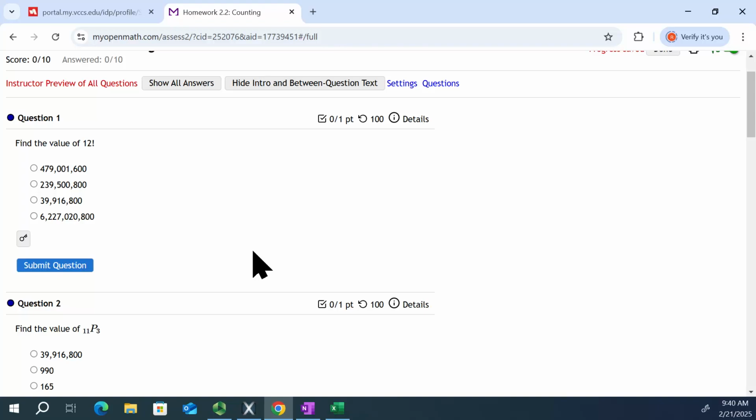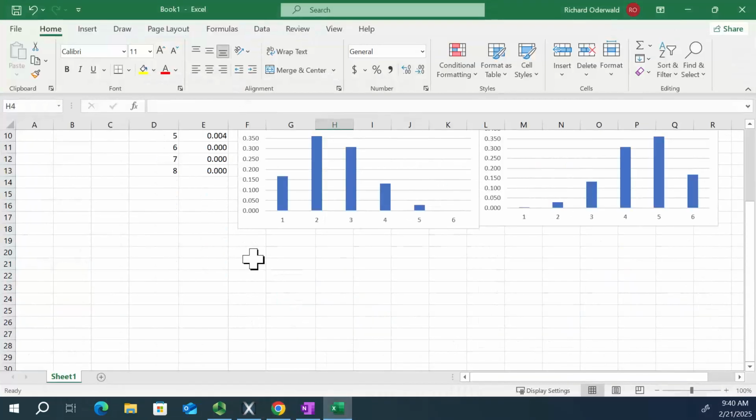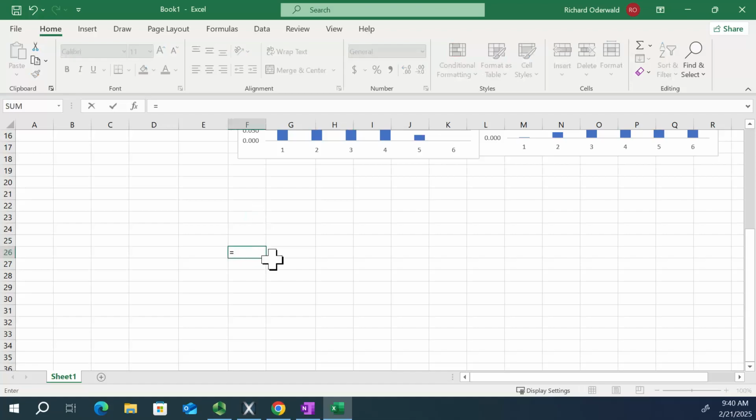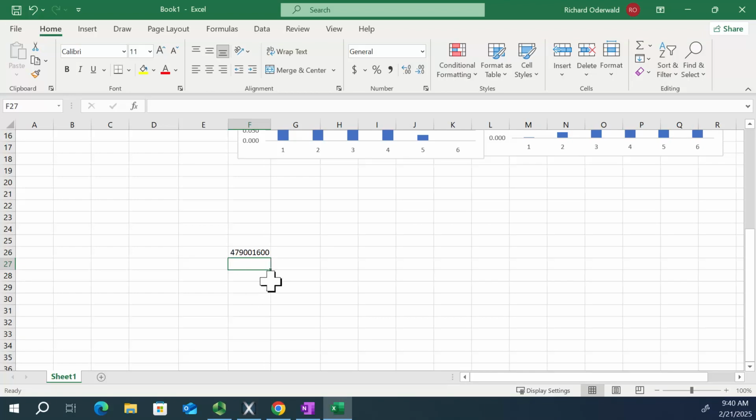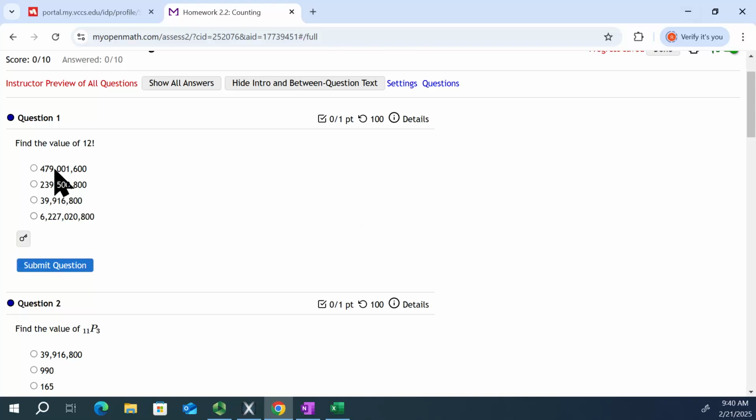The first one is, what's the value of 12 factorial? 12 times 11 times 10. You put it in Excel, equals FACT 12. And that's a big number that starts in 479. That's 12 factorial. Stick it in Excel.